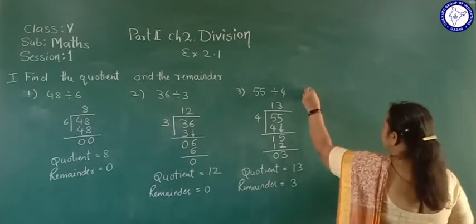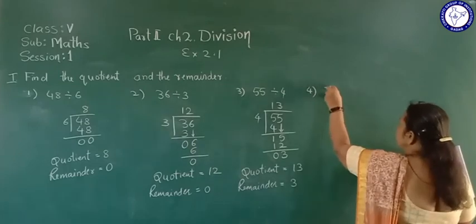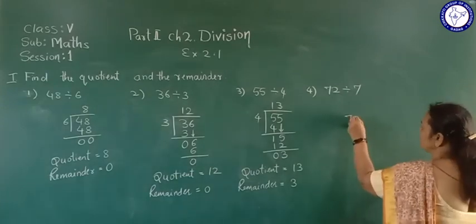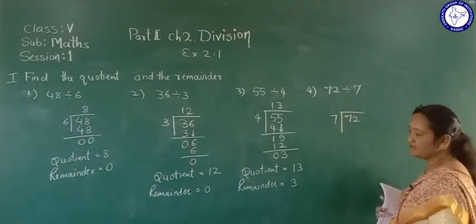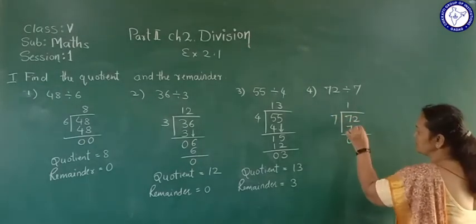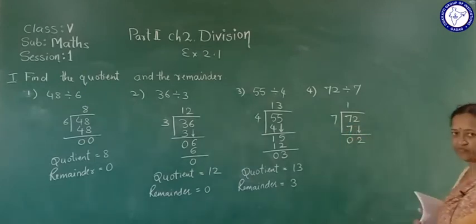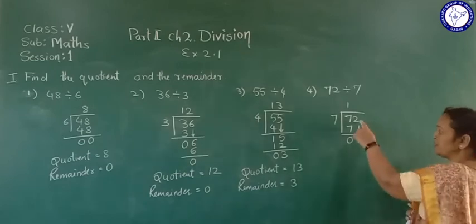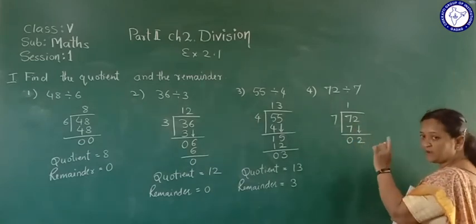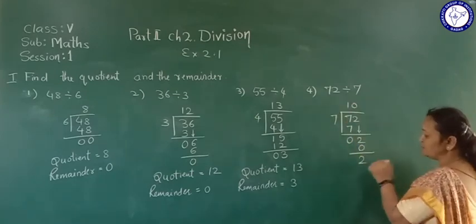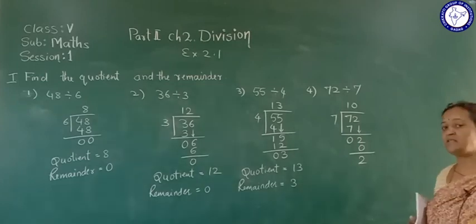Then the fourth question is 72 divided by 7. Here 72, when it is divided by 7, 7 ones are 7. Now 7 minus 7 is 0. Bring down this 2 here. Can you divide 2 by 7? Is it possible? No. Then we should not leave it as it is. After bringing down this 2, you should not keep the remainder 2 as it is. What should we do? 7 zeros are 0 and then 2. At least once you should divide.